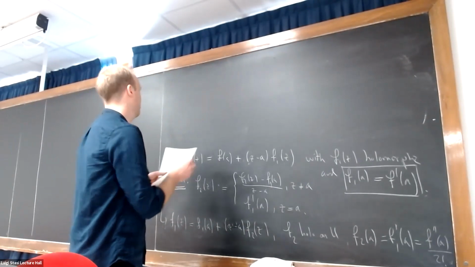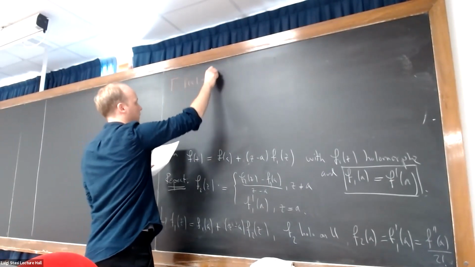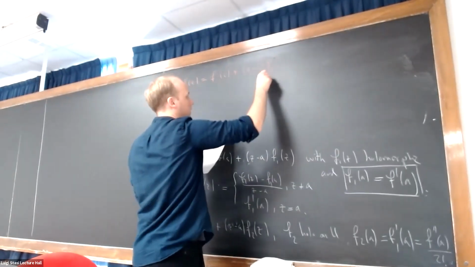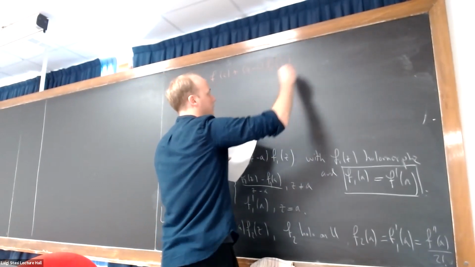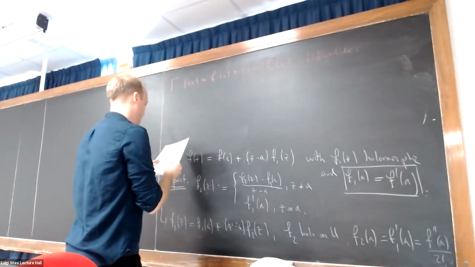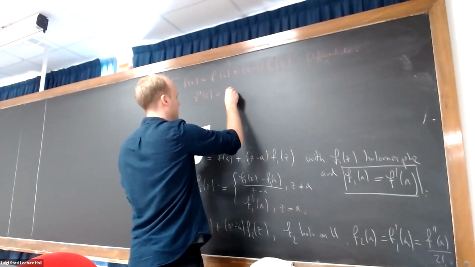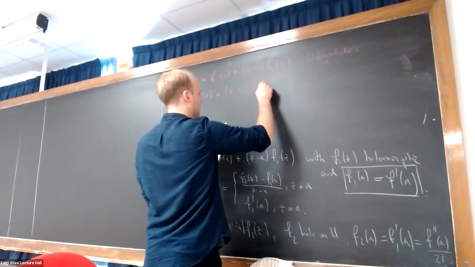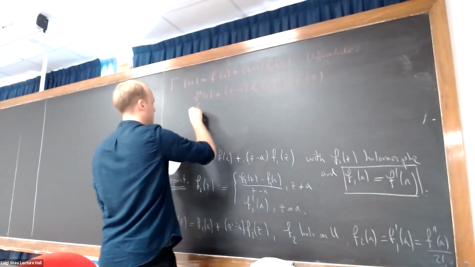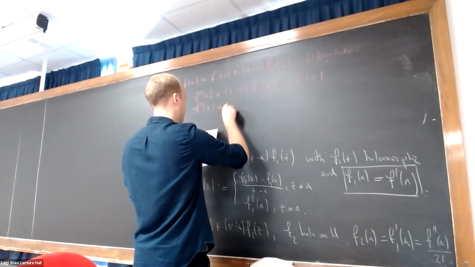So why is this? Just to see, differentiate. f of z was equal to f of a plus z minus a times f1 of z. And then if you differentiate, we get that f prime of z is equal to this. I hope you can see. And the second derivative of f at z is equal to, so I differentiate this thing again.